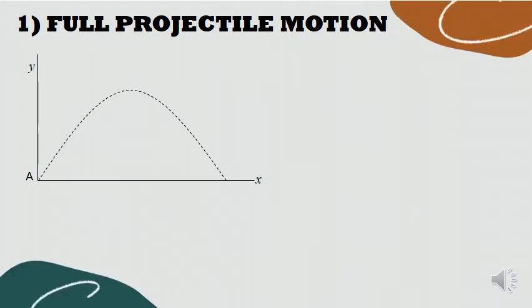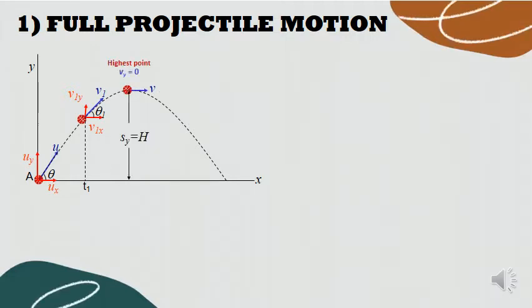Case 1. Full projectile motion. Consider a ball is launched upwards, at angle theta to the horizontal, with an initial velocity u. The ball will then move in parabolic trajectory, as shown in the figure. As it moves upwards, the vertical component of velocity will decrease, as shown by the velocity vectors. Once it reaches the highest point, the vertical component of velocity becomes 0.